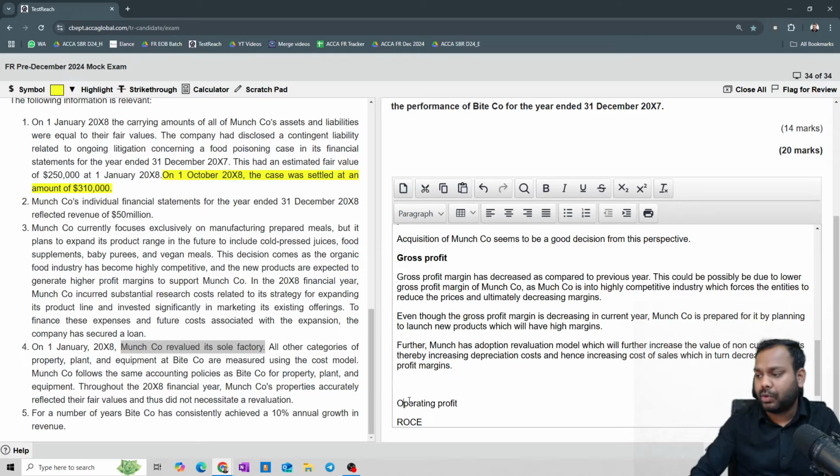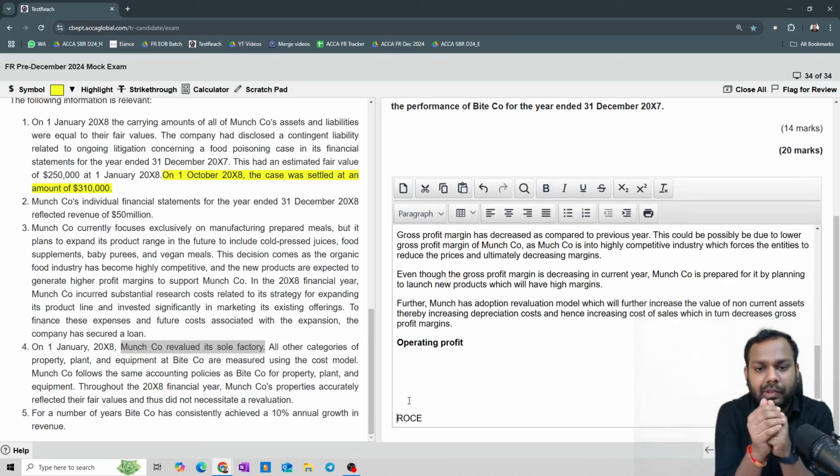Now I am starting to comment on operating profit. But the parent and subsidiary should follow the same accounting policies. Yes, they should follow the same accounting policy. So, where is the difference here? How does it make the difference? Parent and subsidiary should follow same accounting policy. I totally agree. So, how does this make the difference?